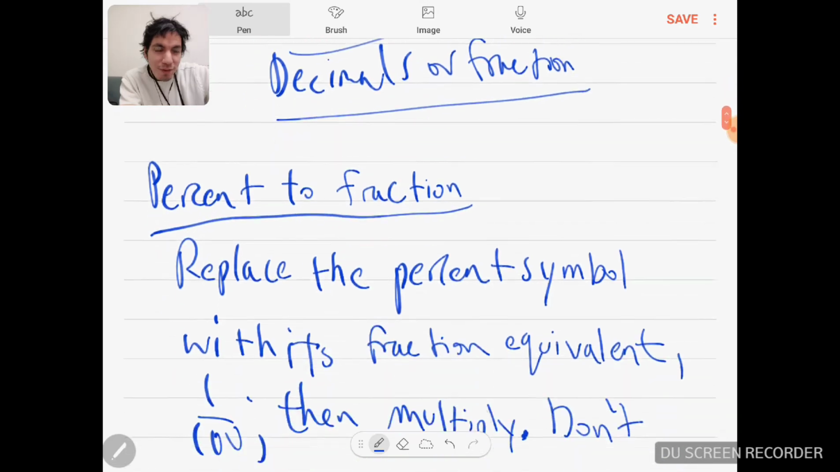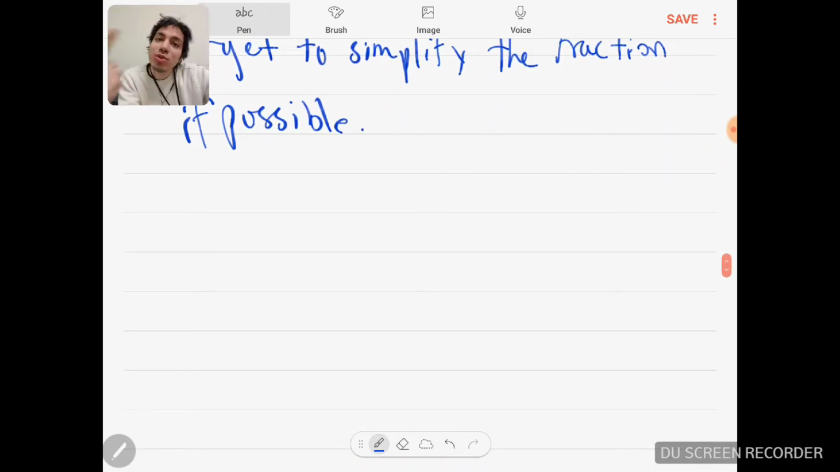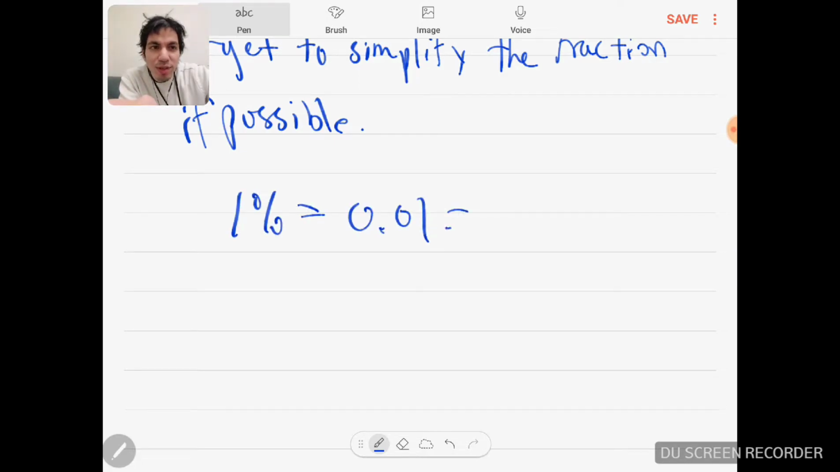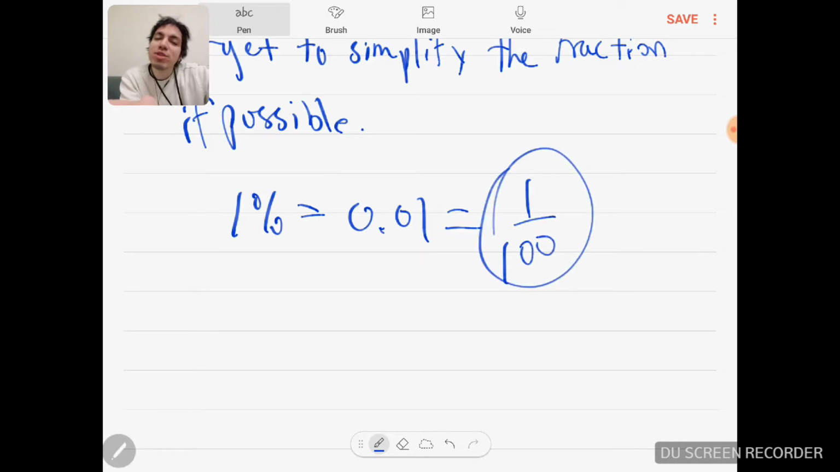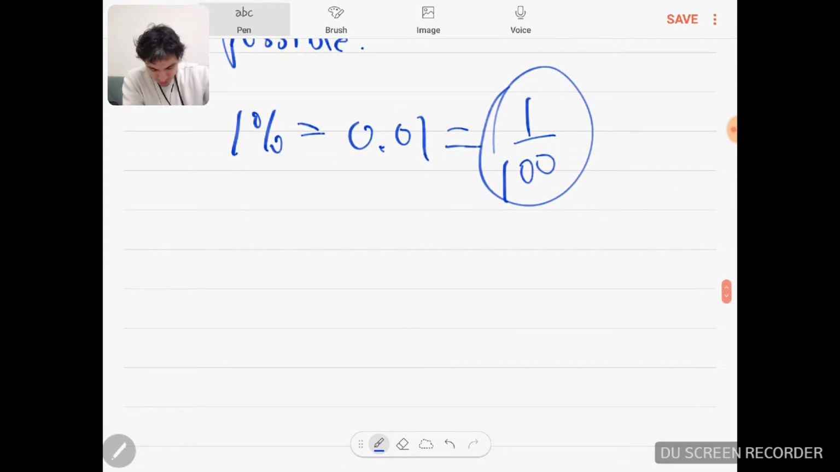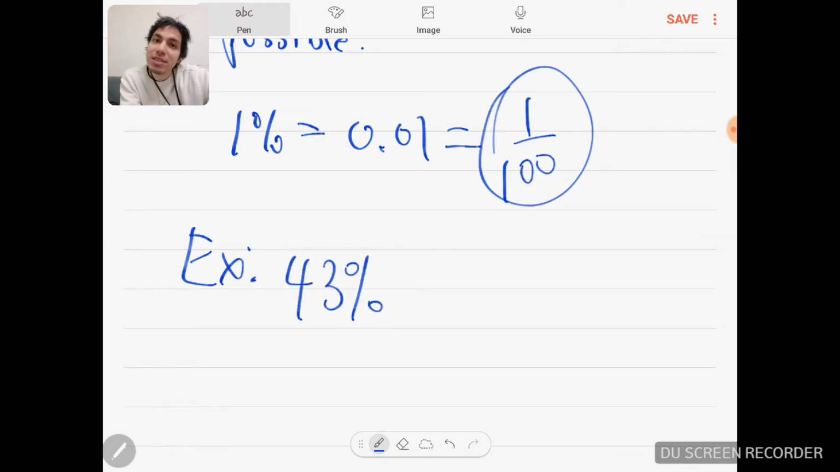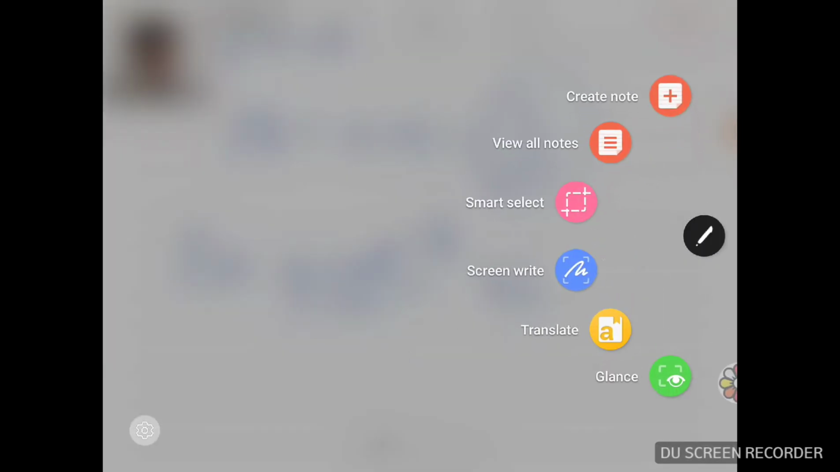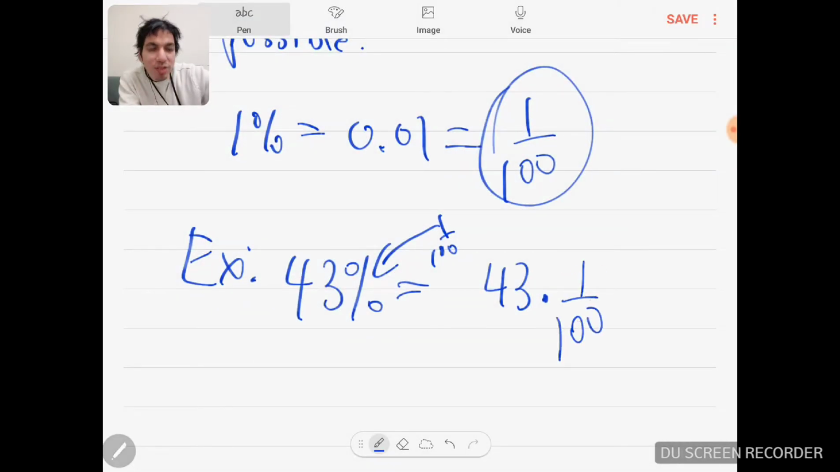So remember, we have to rewrite our three tools that we use to convert each one. 1% is still the same as 0.01. In this case, we'll be talking more about the 1 over 100 mark. Okay? So let's take our same example from before. Let's say I have 43% as my number I would like to turn into a fraction. Again, I turn this percent symbol into 1 over 100, so I have 43 times 1 over 100.